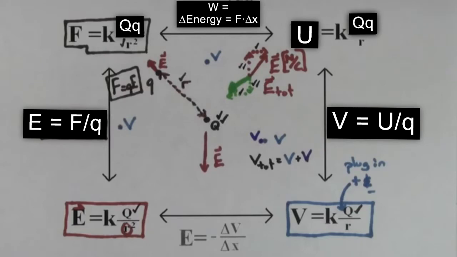Remember that the force on a positive charge points in the direction of the electric field, and the force on a negative charge points in the opposite direction of the electric field. So if you already know the electric field, for God's sakes, just use F equals Q times E.